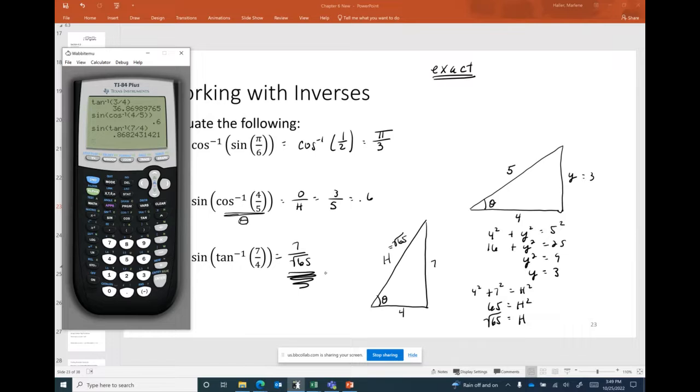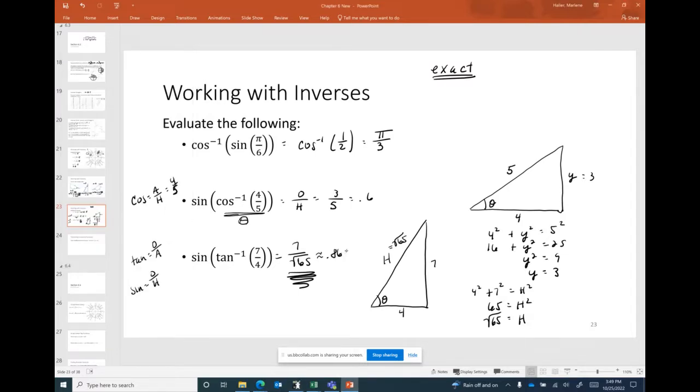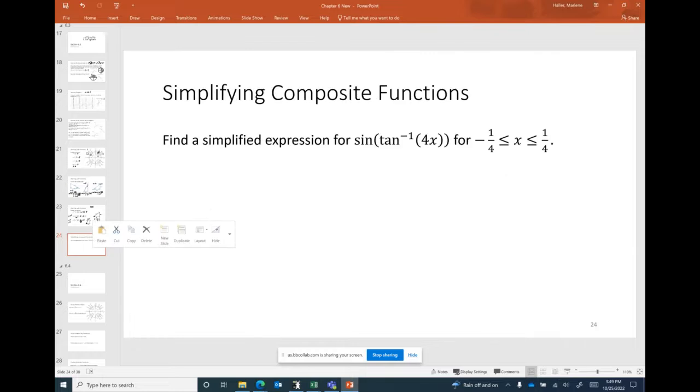That's approximately equal to 0.8682. But look, squiggly equal sign, that's approximately, it's not exact. All right, let's look at one more example here.